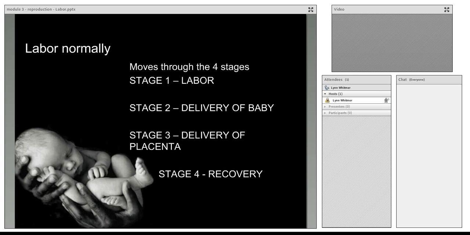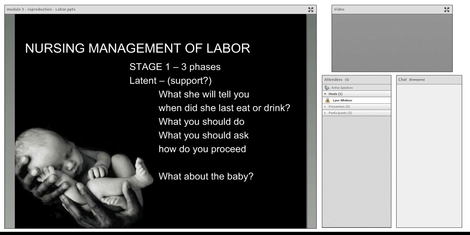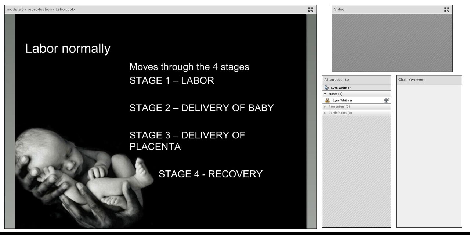All right, labor normally moves through 4 stages, and within those stages are phases, and this is kind of important for you to embrace. The first stage is called labor. The way we physiologically identify it is that the cervix is closed up to about 3 or 4 centimeters dilated.